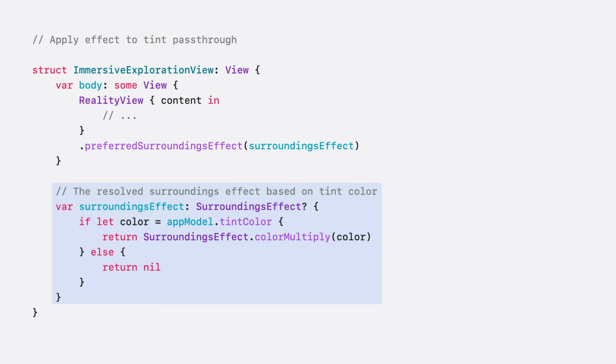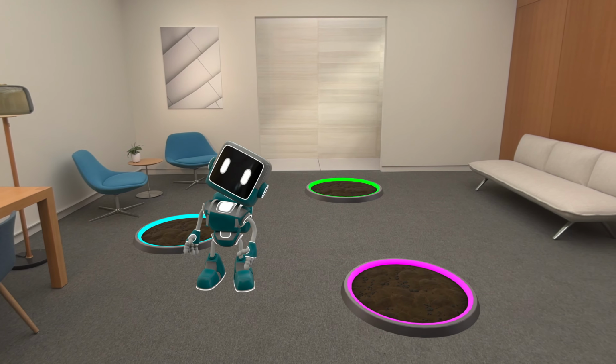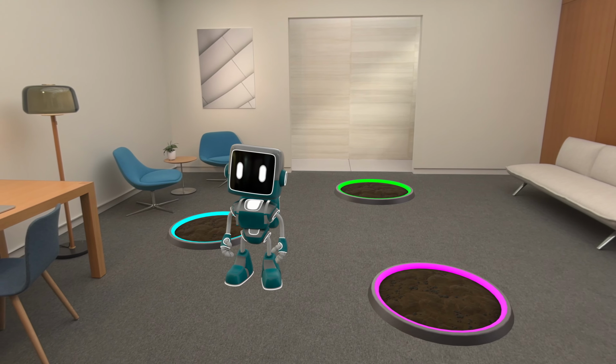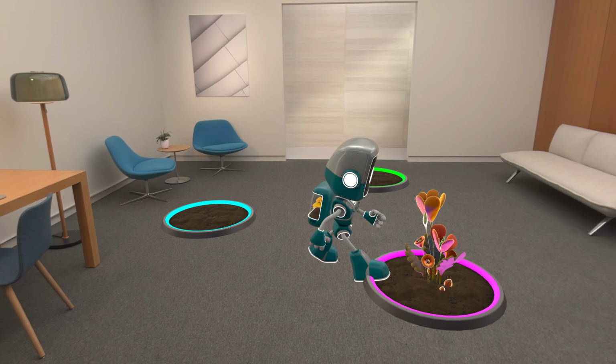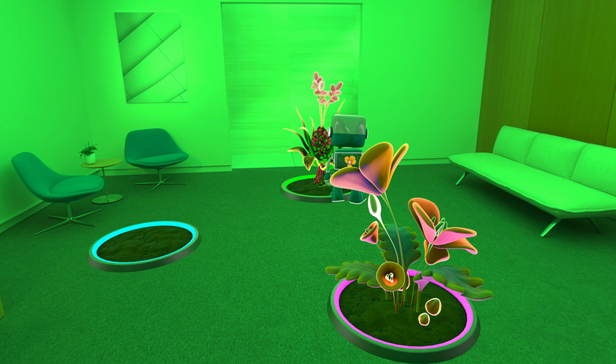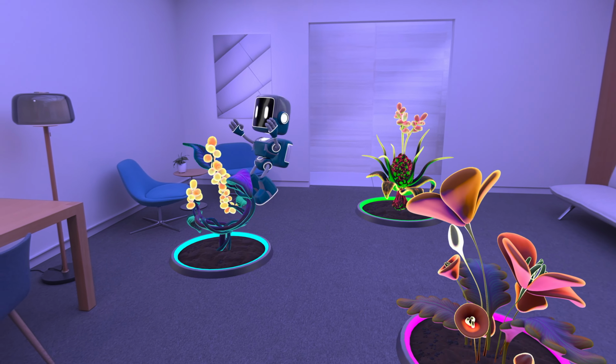Back in the immersive view, I create a color multiply surroundings effect based on the stored active tint color and tint the pass-through using that surroundings effect. Let's check out the updated celebration colors that now tint the pass-through as plants are visited by the botanist. Magenta for poppy. Light green for yucca. Light blue for coffee berry.